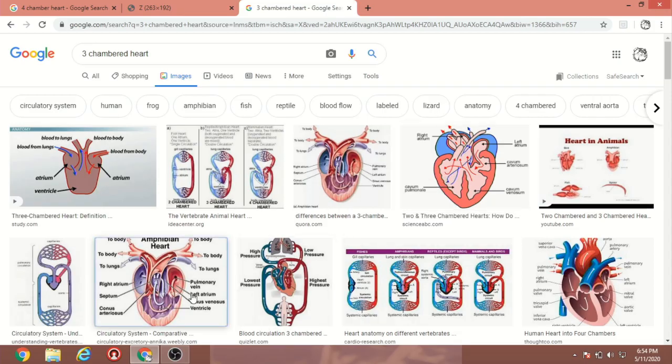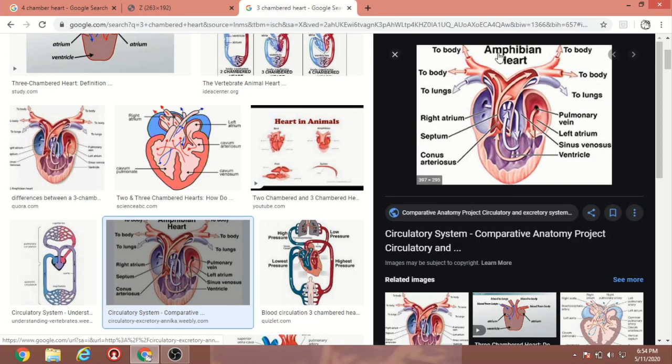Here's a good one. I like this image. This is an amphibian heart. So you have your right atrium, your left atrium, but in this ventricle here, you get blue and red, which make purple, right?